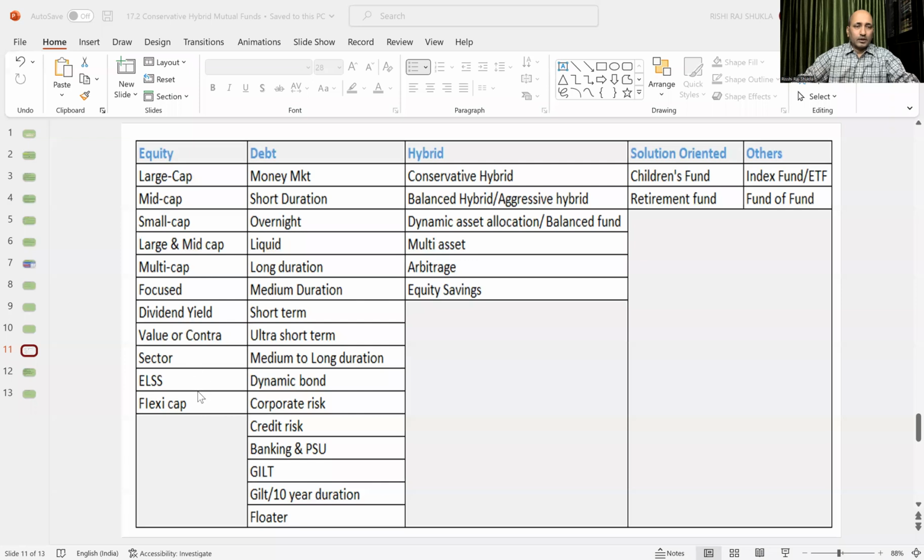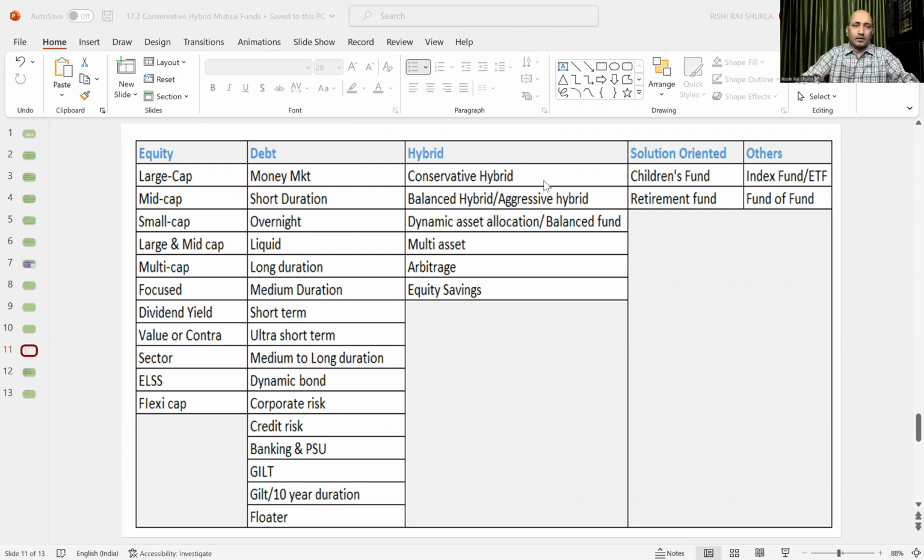So let us show you. Equities, all this we have seen. Then debt market we have seen. Apart from this, we have seen index funds and ETFs. Then we have seen arbitrage. Today is conservative hybrid fund.